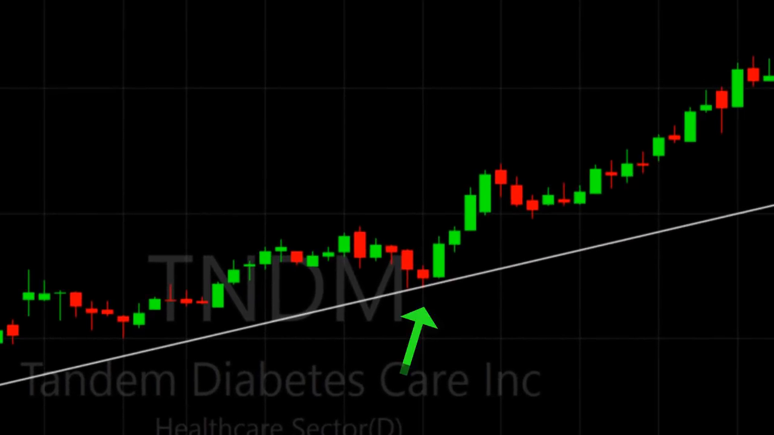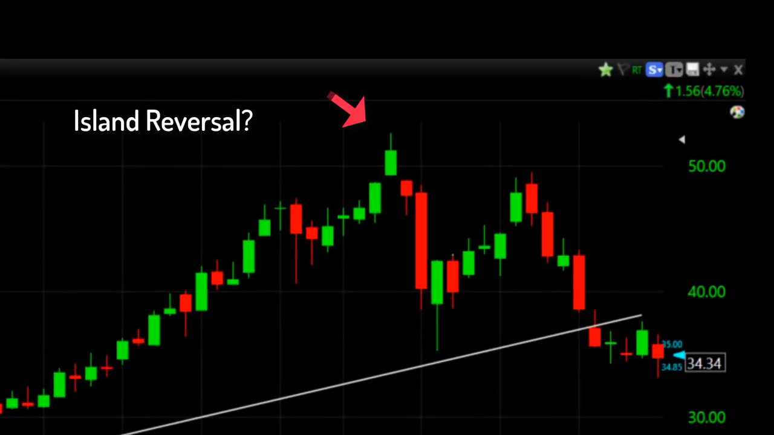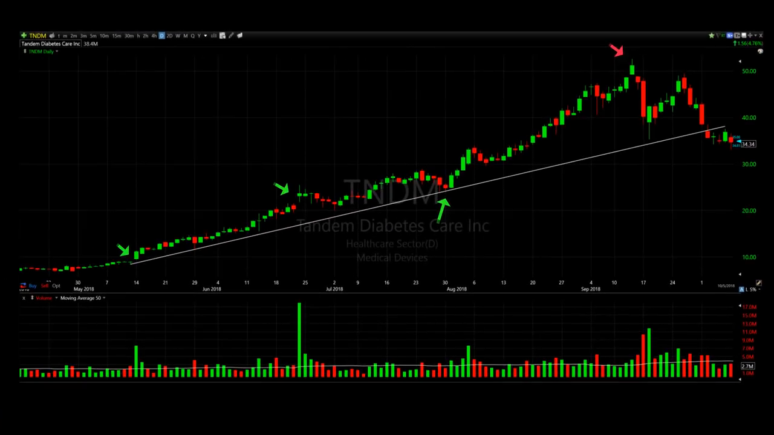Next, you have a bounce off the trend line, and finally, you have an island reversal candle here at the very top of this run-up. It is called an island reversal as it has a gap up the day before and a gap down the day following, leaving the candle out on its own little island. As you can see, here are just 4 examples of chart patterns you can easily see.